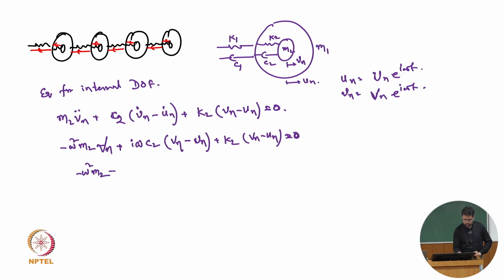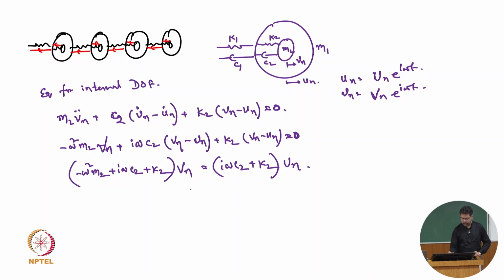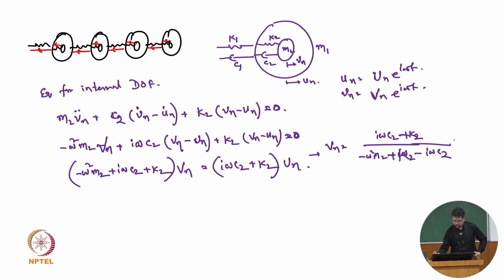Okay, so what is my term? Minus omega square m2 plus i omega c2 plus k2, whole into Vn, should be equal to i omega c2 plus k2 into Un. So what is my Vn? My Vn can be written as i omega c2 plus k2 divided by minus omega square m2 plus i omega c2 plus k2, into Un. So that's the conversion: Vn can be represented in terms of Un in this format.